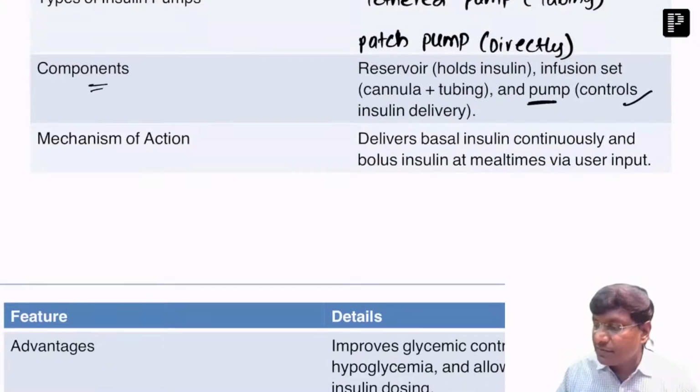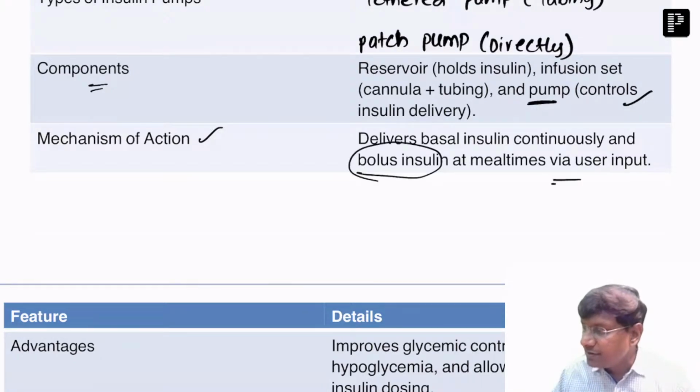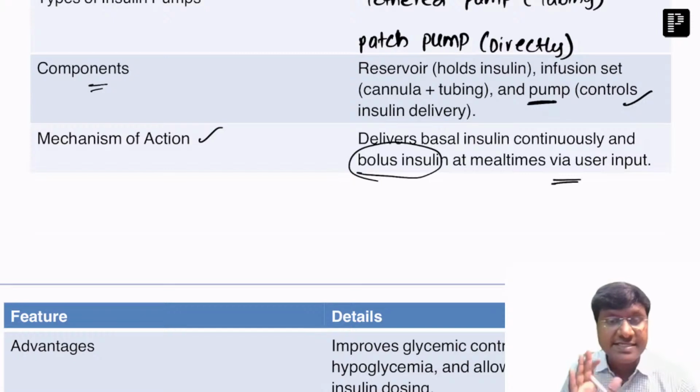Now, the mechanism of action of this insulin pump is that it will deliver the basal insulin continuously, and it will deliver the bolus insulin whenever the individual has food. That is the mechanism of action. So it will give basal and bolus insulin, acting as an artificial pancreas.